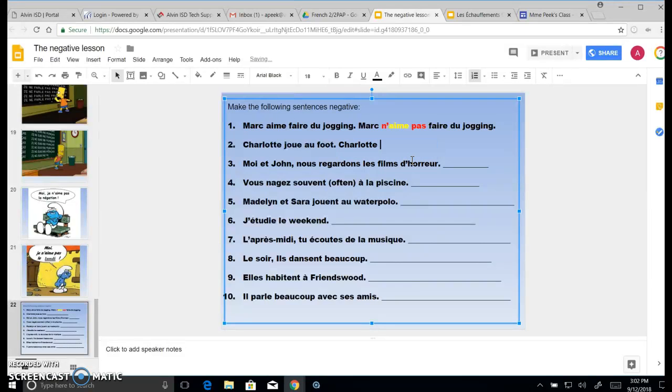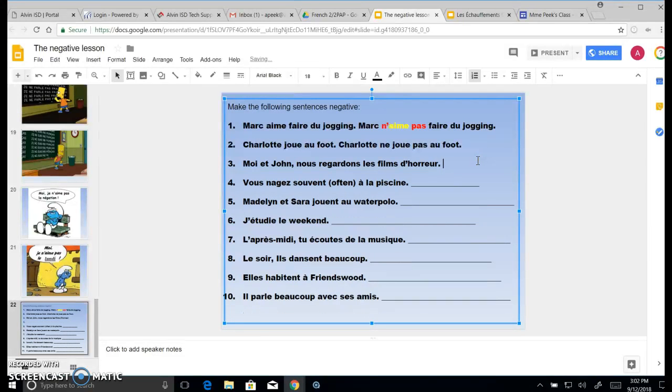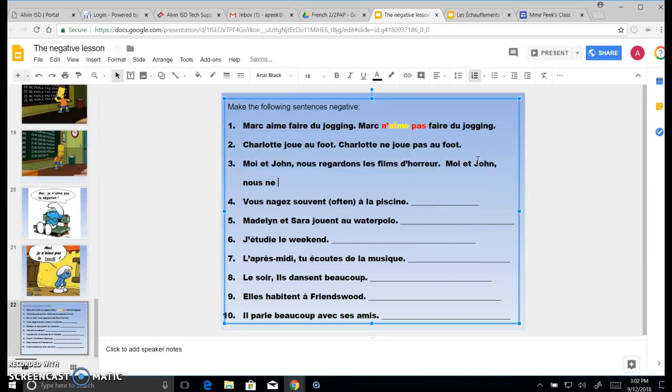Charlotte ne joue pas au foot. And I will do one more so you can see one more example. And I'm going to have to put this underneath because it's going to end up going over. But it would be moi et John, nous ne regardons pas les films d'horreur. Me and John, we do not watch horror movies. So that's how that works.